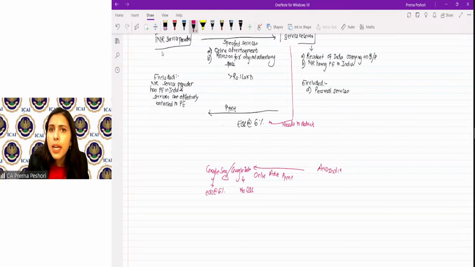But there is one more thing which can be applicable over here. What? The TDS. TDS can still apply. On the online advertisement, TDS under section 194C can apply if it is a contract which I have made with Google India. So TDS can still apply over here. Fine? Any questions? Any doubt?